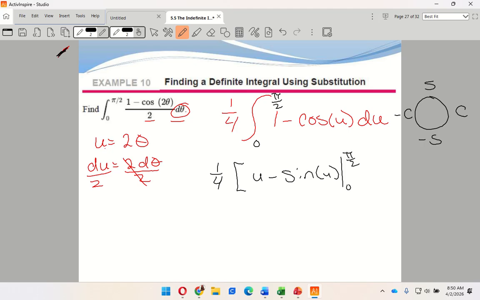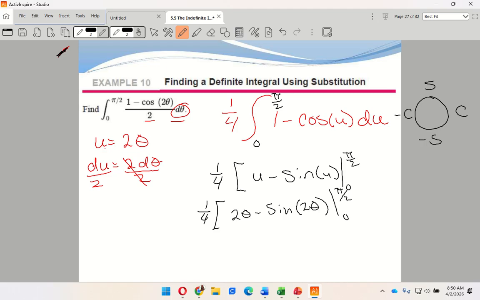And then you put it back. So that's going to be 1/4. U will be 2 theta, so everywhere there's a u, I'm going to put 2 theta. And minus sine 2 theta, from... Yeah, like that. Now we're all in thetas again, right? So you substitute the thetas. Now I can actually replace theta with pi halves.